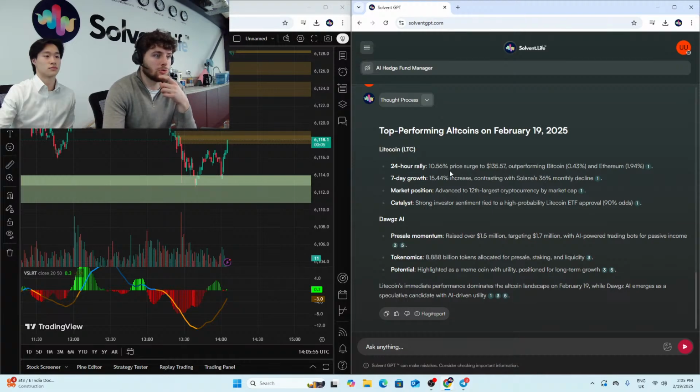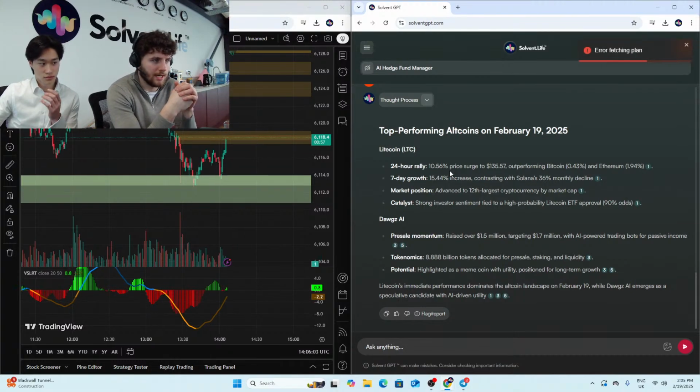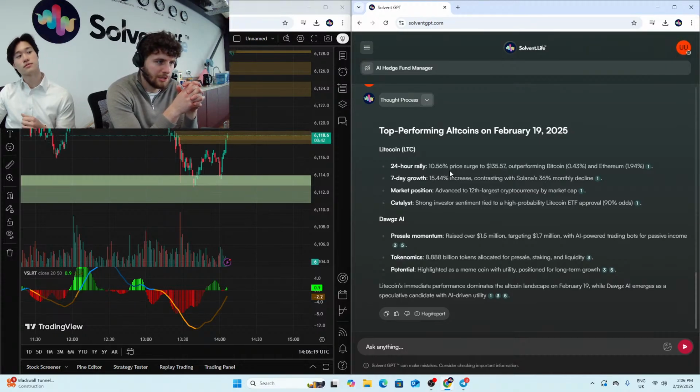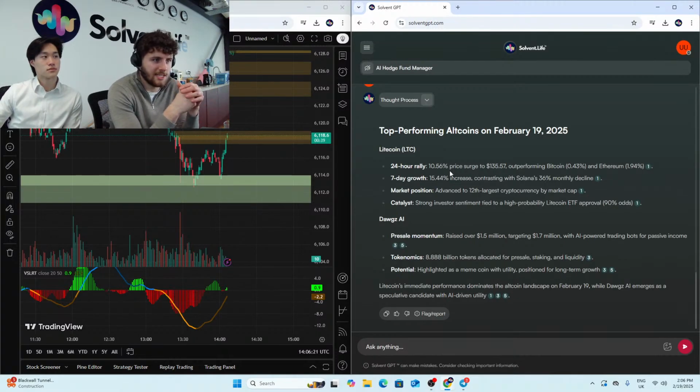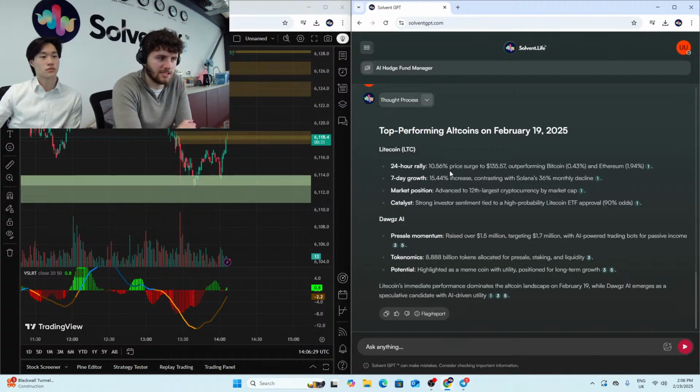So it's had a 10% price surge over the last 24 hours, outperforming the biggest coins, Bitcoin and Ethereum. In 7-day growth, it's had a 15% increase, contrasting with Solana, which has had a 36% monthly decline. In market position, it's advanced to the 12th largest currency by market cap, and it has strong investor sentiment tied to a high-probability Litecoin ETF with approval odds around 90%. So that's fantastic.